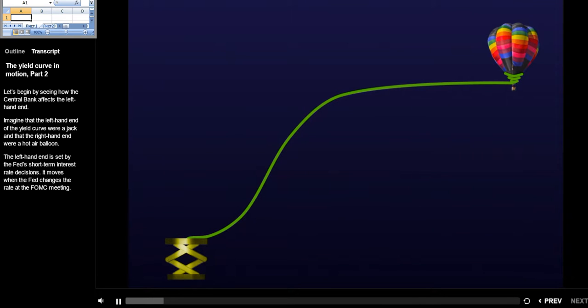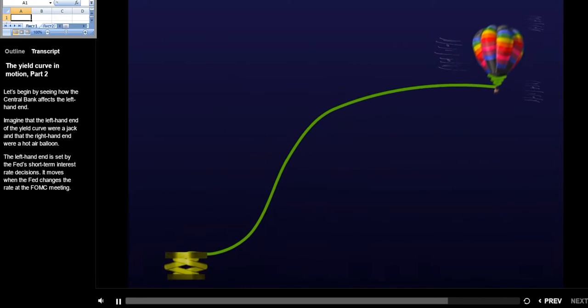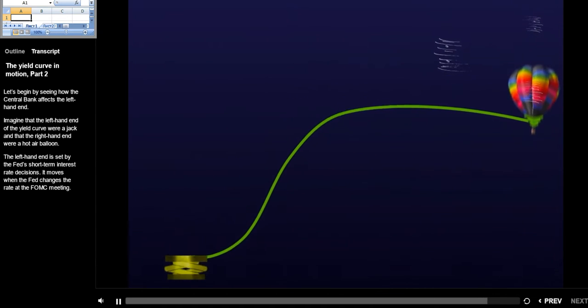Let's begin by seeing how the central bank affects the left-hand end. Imagine that the left-hand end of the yield curve were a jack and that the right-hand end were a hot air balloon. The left-hand end is set by the Fed's short-term interest rate decisions. It moves when the Fed changes the rate at the FOMC meeting.